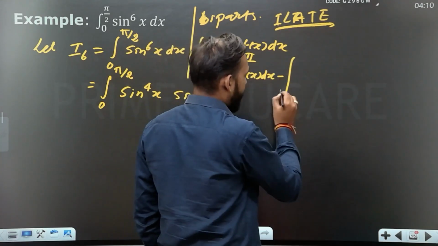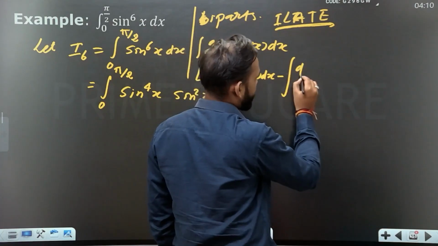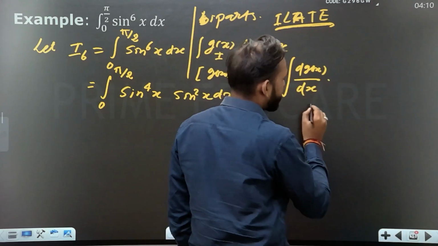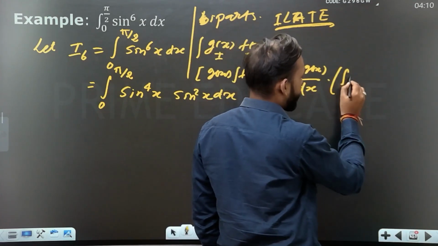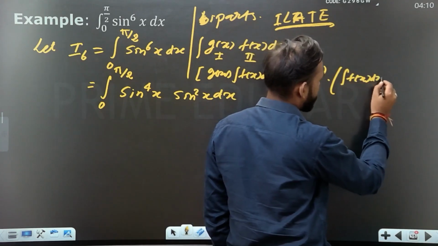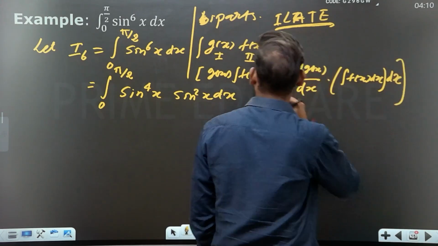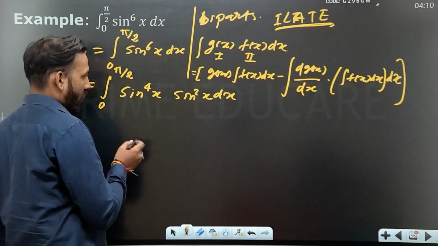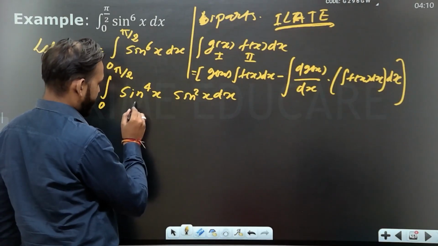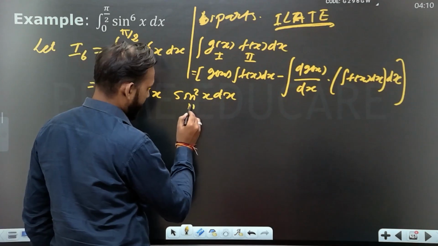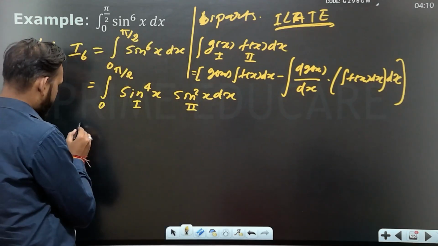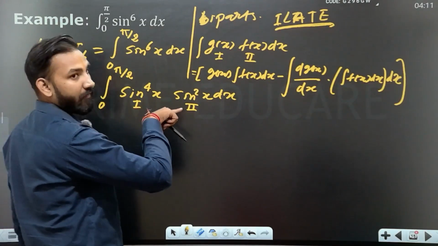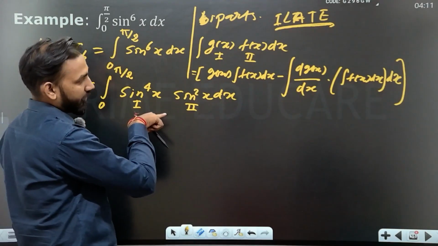minus the integral of the differentiation of the first function and the integration of the second function, and again dx. This will be the answer of this integration. Now we make this function the first function and this function the second function, put the values of our function, and try to solve this question by parts.